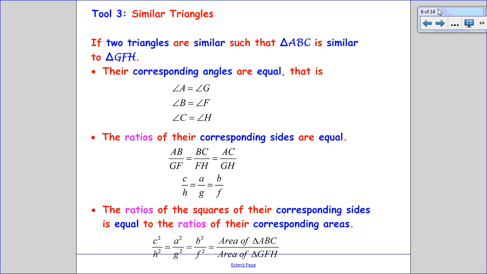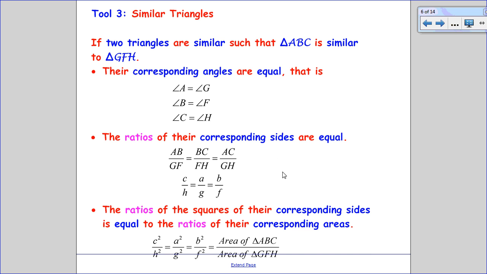In addition, we learned last year about similar triangles, and we know that if two triangles are similar, then their corresponding angles are equal. So if we have triangle ABC and it's similar to triangle GFH, I look at order. Angle A is first in both of them. Angle A is equal to angle G. B is the middle angle, so it's going to be equal to the middle angle in triangle GFH, which is F, and C is going to be equal to H.